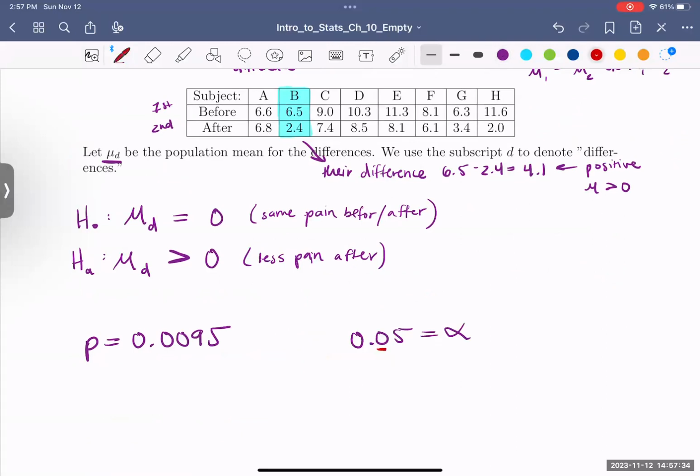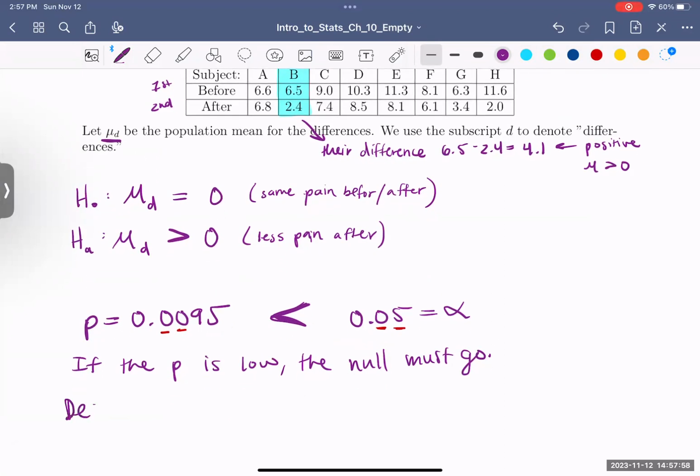Let's go place by place here. 1 after the decimal, zeros. 2 after the decimal, 0 and 5. Alpha is greater than p. So the p is low because it's smaller. If the p is low, the null must go. Our decision here is going to be that we reject the null hypothesis. That's our H naught.